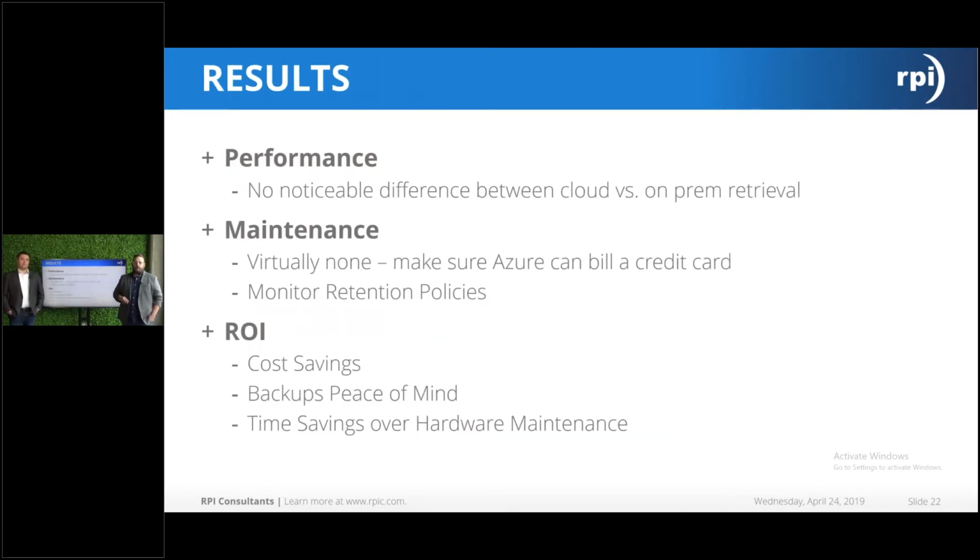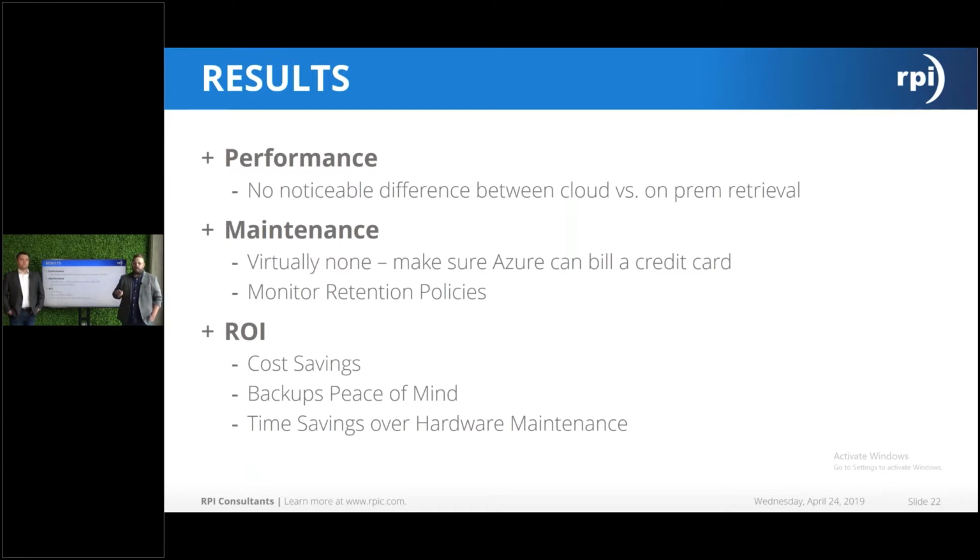So we had some great results. I tried to get some real metrics to throw in this slide, but I was not even able to notice a difference between cloud versus on-prem retrieval. So again, over time using cold storage, that retrieval mechanism may slow down a little bit. However, just in pure timing, I couldn't identify a difference between retrieval up front.